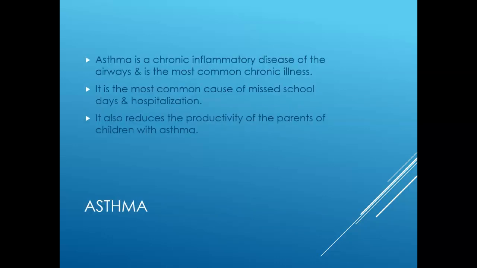So the next thing we're going to talk about is asthma. Asthma is something that we see quite frequently in children, and I'm sure that you've all seen them with children in the schools, and that's probably one of your number one visits. Asthma is a chronic inflammatory disease of the airways, and it's the most common chronic illness. It is the most common cause of missed school days and hospitalization. It also reduces the productivity of parents of children with asthma. Those parents have to take time off work and be home to take care of those children, so their productivity is also affected.